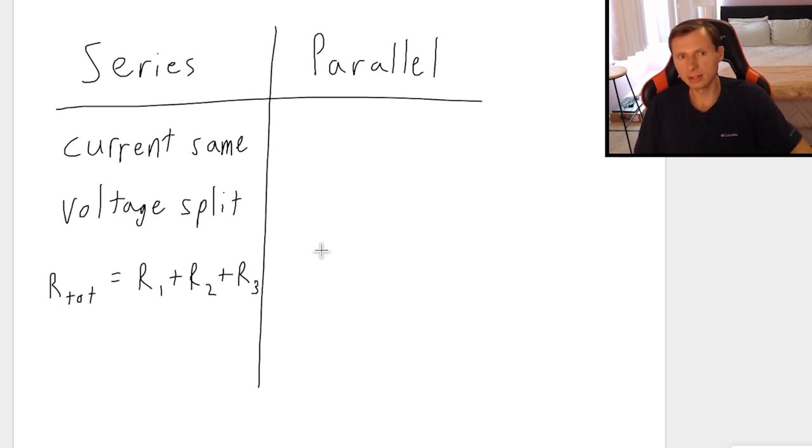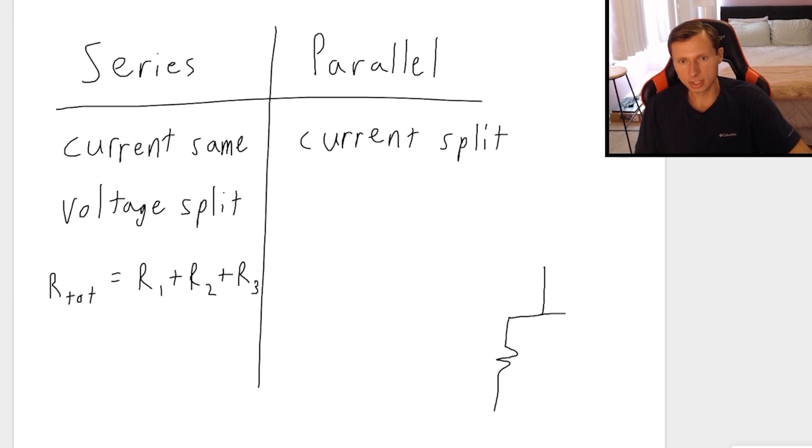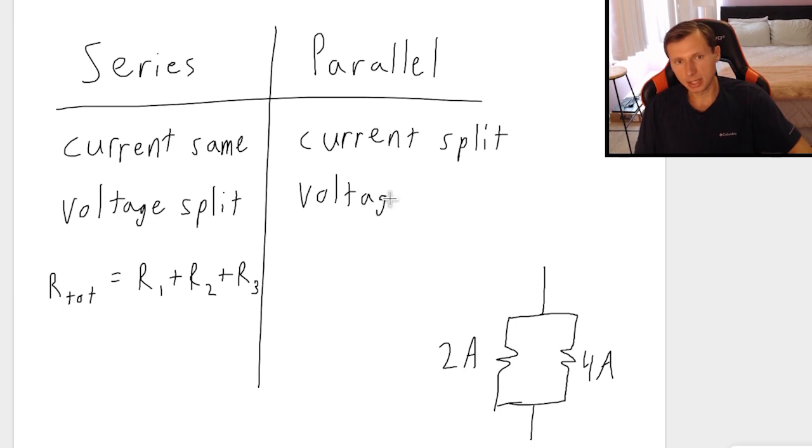For parallel, it's literally the exact opposite. The current is going to be split up. And so that means if I have, for instance, these two resistors, which are in parallel, maybe the left one has 2 amps, maybe the right one has 4 amps of current. The voltage is going to be the same. And this is the part that really confuses my students when I tell them.